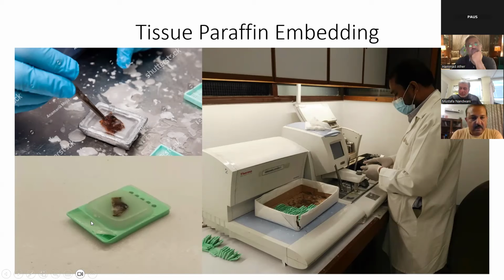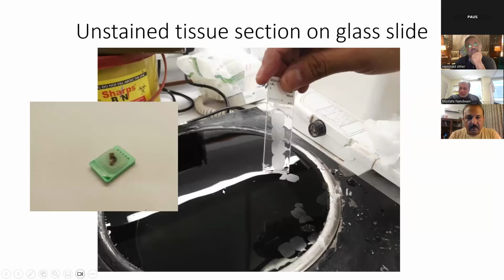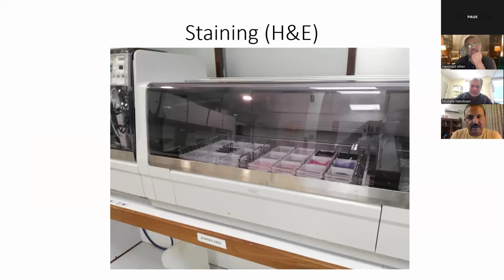Once this pathology block is ready, it goes to the microtome, and here it is. These blocks are cut serially, and we take thin sections of the block in the water bath, and then they are taken up on the slide. This white structure is basically paraffin, and the tissue is somewhere in between, which is not visible at this time because it is an unstained slide. Later on, this goes to the H&E staining.